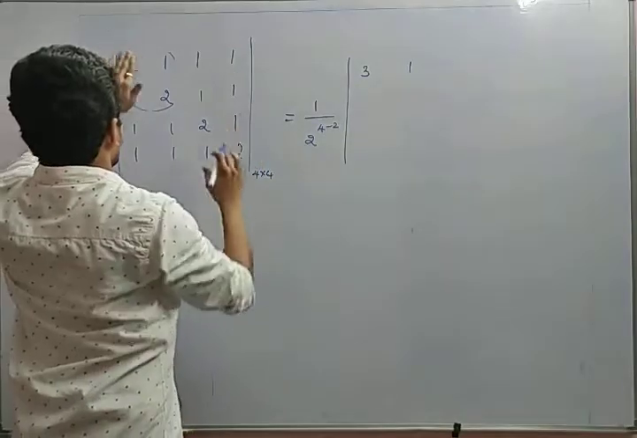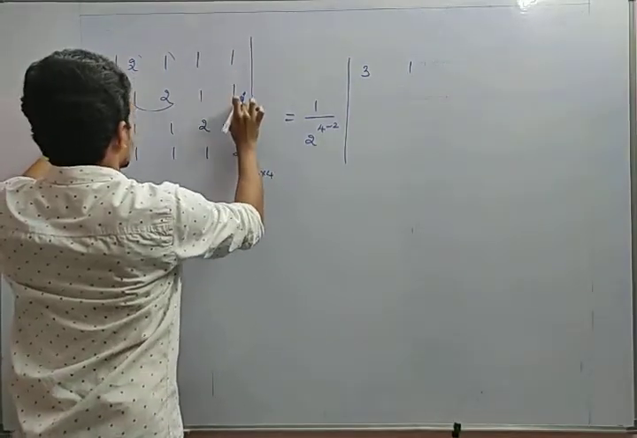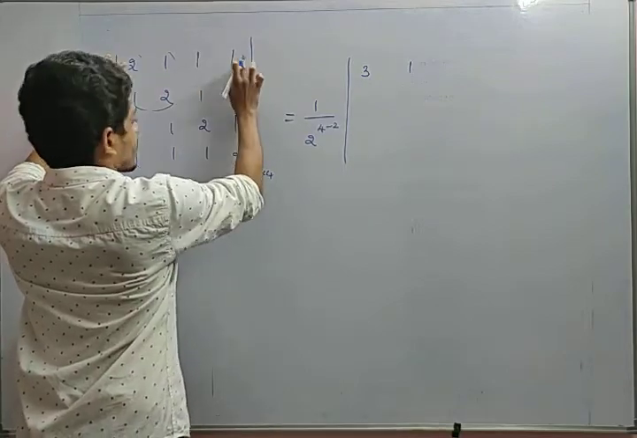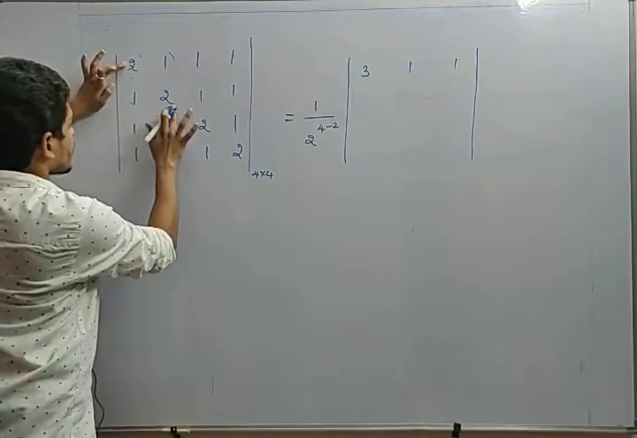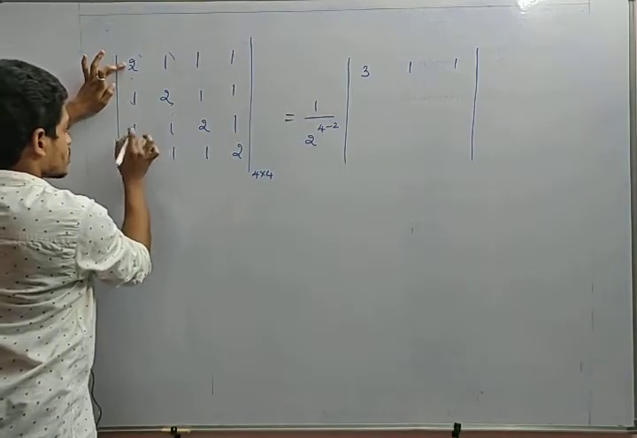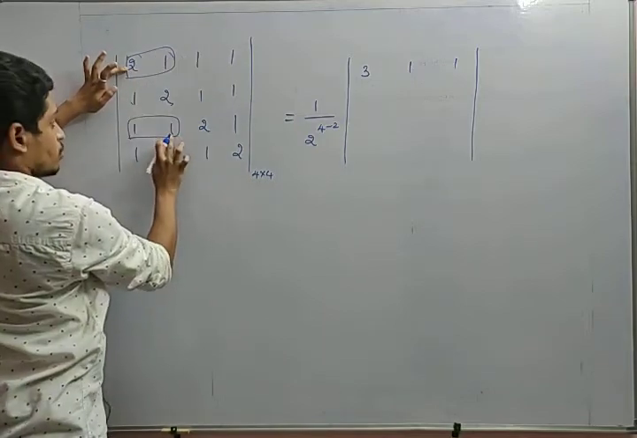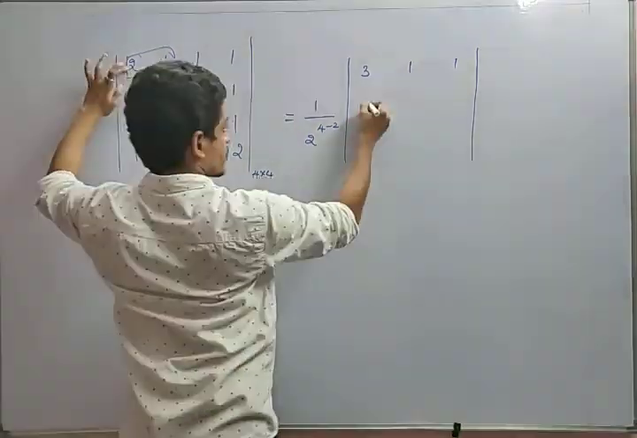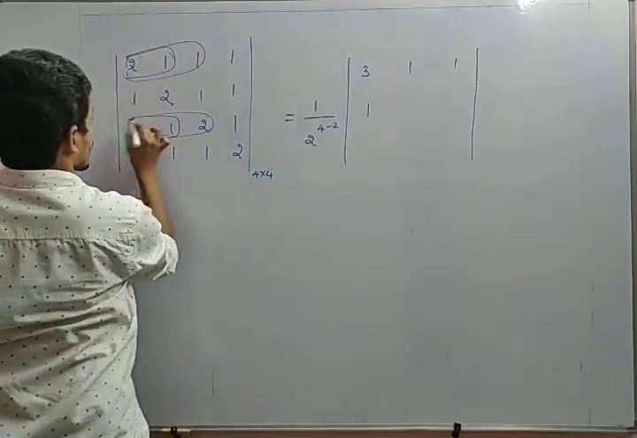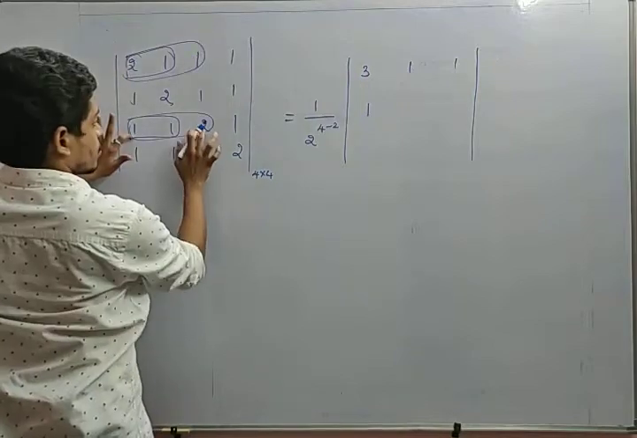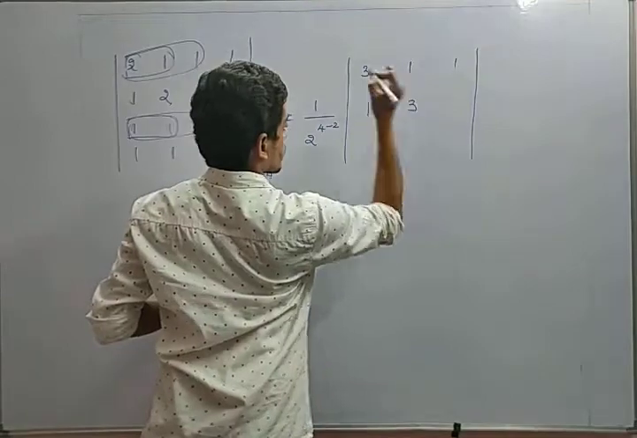Now keeping these 2 elements constant, we calculate these 2 elements. 2 1's are 2, 2 minus 1 is 1, right? Now by completing these 2, we shift to these 2 elements. 2 into 1, 2 minus 1 into 1, it's 1, right? Next, these 2 elements, 2 1 1 2, right? 2 2's are 4, 4 minus 1 is 3, right?